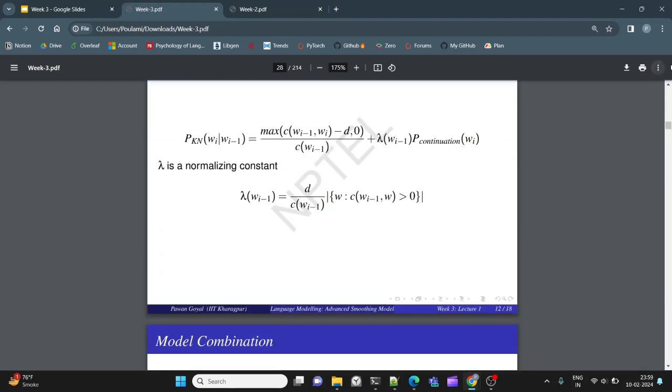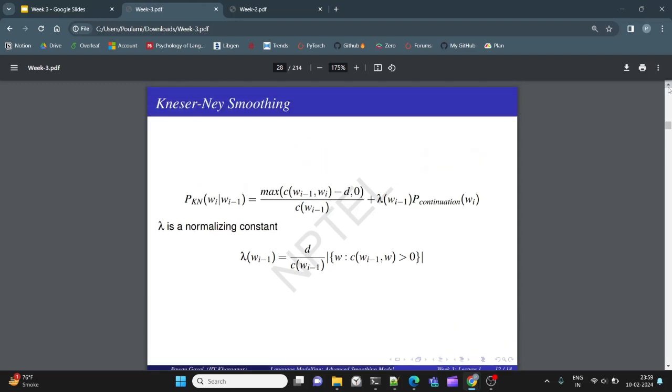So Kneser-Ney smoothing is very similar to absolute discounting interpolation, as I mentioned while explaining. In absolute discounting interpolation, we had taken the unigram probability of the word Wi, and now instead of that, we are taking the continuation probability of the word Wi. That is the difference.